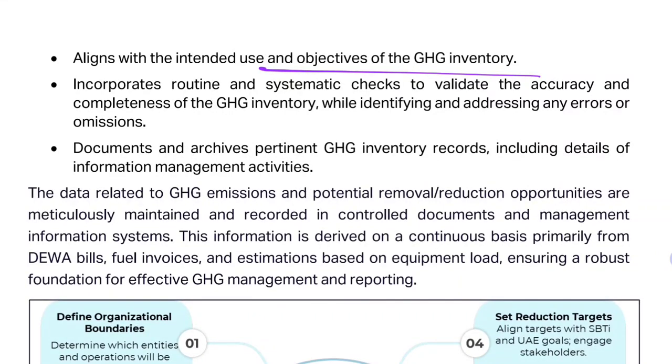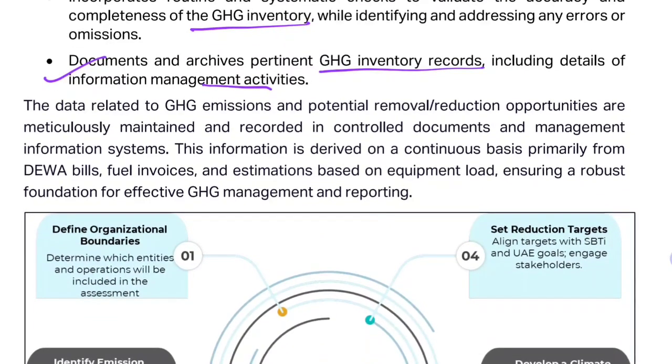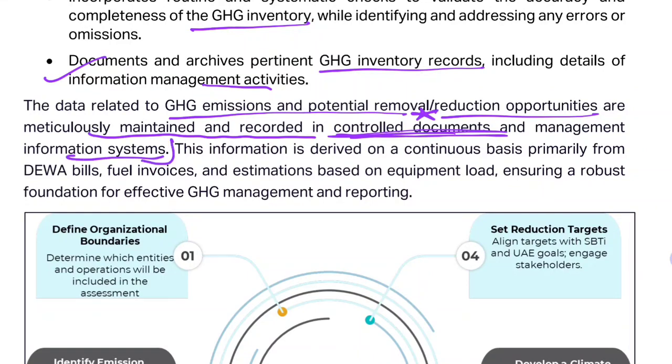Incorporating routine and systematic checks to validate the accuracy and completeness of the inventories. Also documenting and archiving pertinent GHG inventory records, including details of the information management system. So a very strong system is available. The data related to GHG emissions and potential removal and reduction opportunities are meticulously maintained, recorded in controlled documents. Controlled documents, please see the management information system.